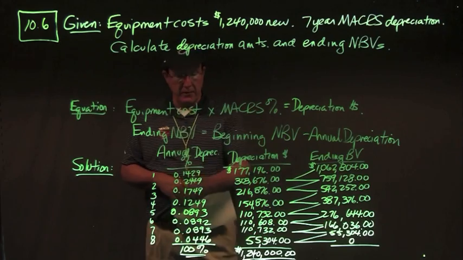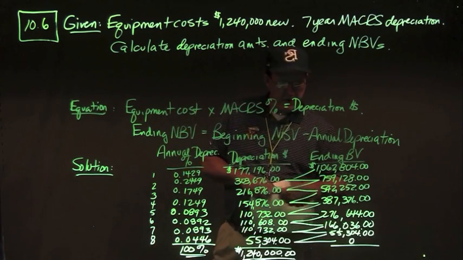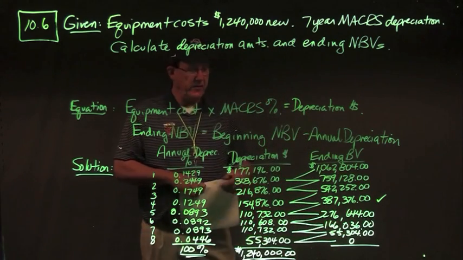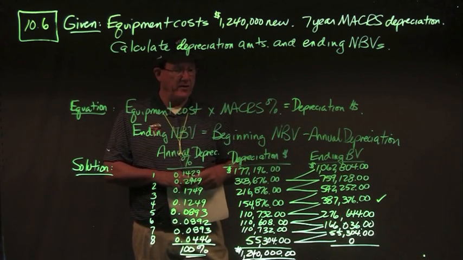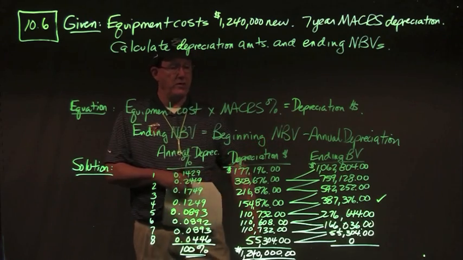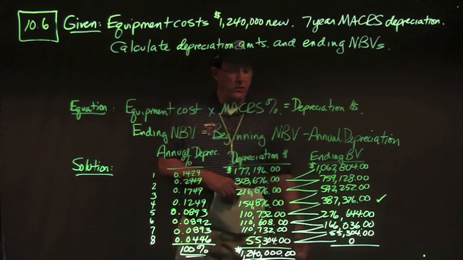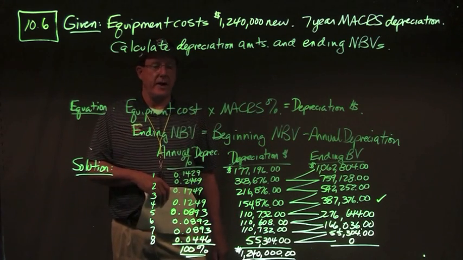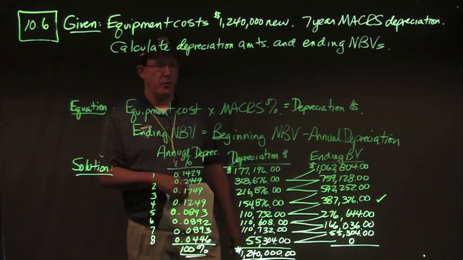Someone might ask you what's the ending book value at the end of year 4. The answer to that would be 376. If someone ever asked you if you're going to sell the equipment in that year for more or less than that amount, you'd have a gain if you sold it for more, and you'd have a loss if you sold it for less than what you had on the books. There's your answers to problem 10.6.